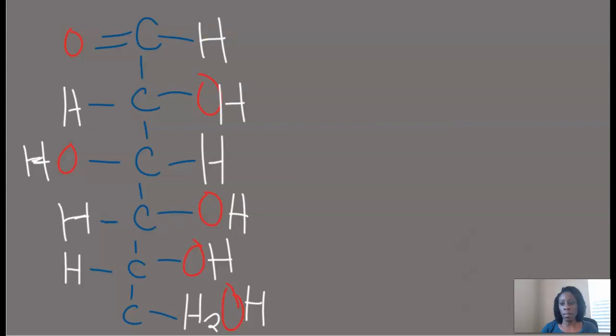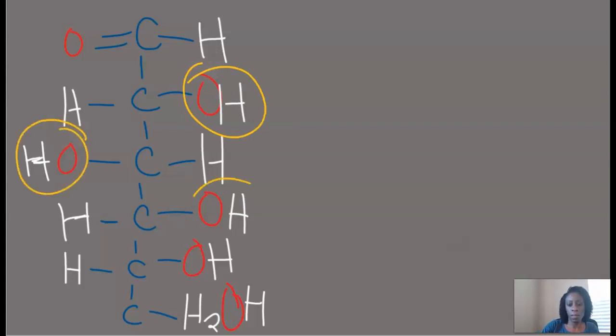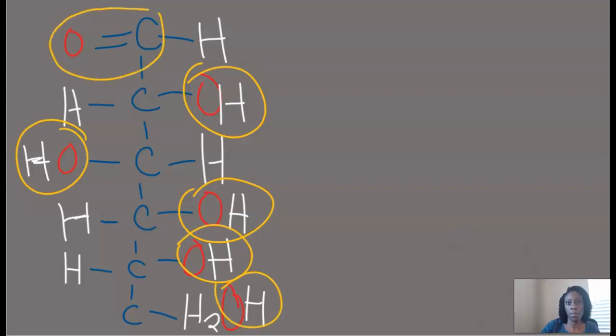So again, we've got some chemical groups here that I will circle. We've got a good bit of hydroxyl groups. Okay, and then we have our carbonyl group here. As far as chemical groups go, we can see that glucose also is an aldehyde because the carbonyl group is at the end of the carbon chain.